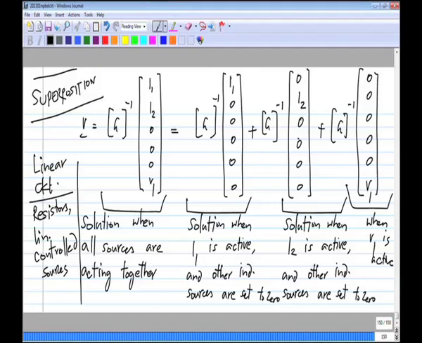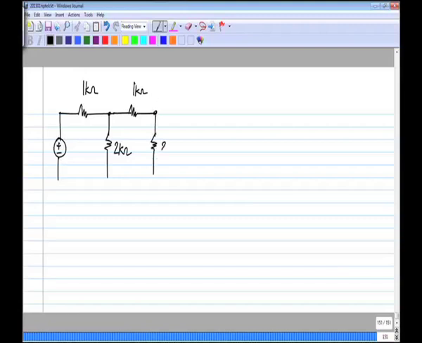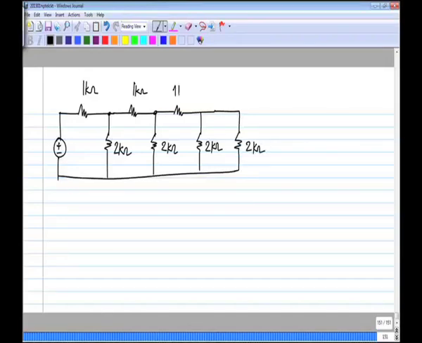Now let's take a numerical example to illustrate the substitution theorem and to get a bit of practice with circuit analysis. I'll take a very simple circuit. Let's say it has a single source, 16 volts. Now what I would like you to find are these quantities.